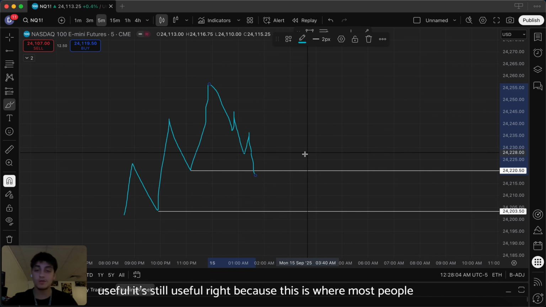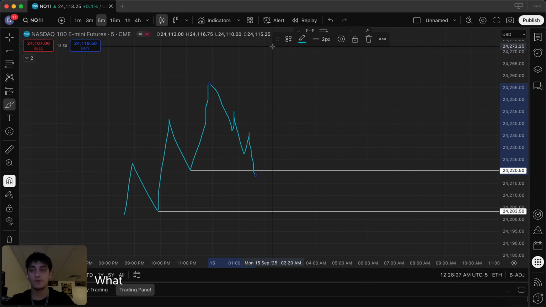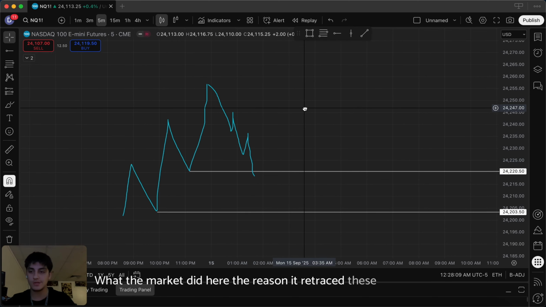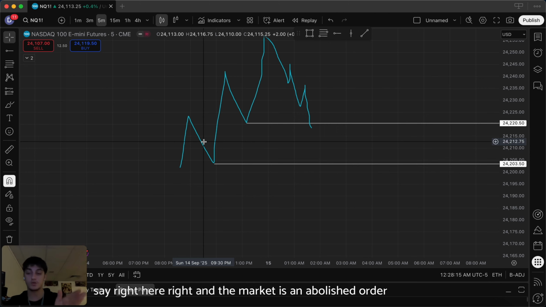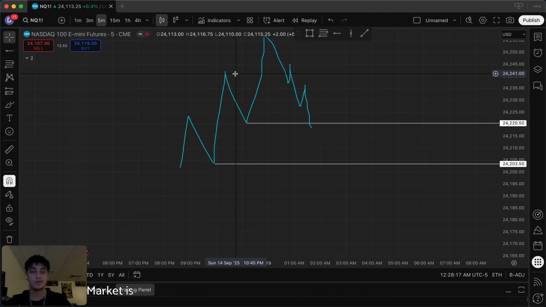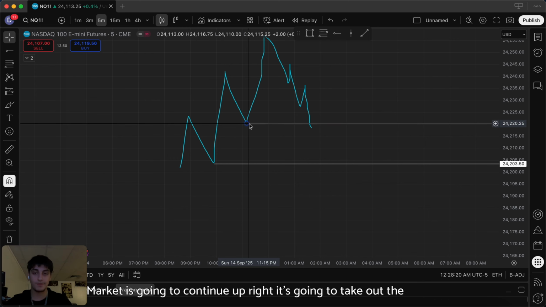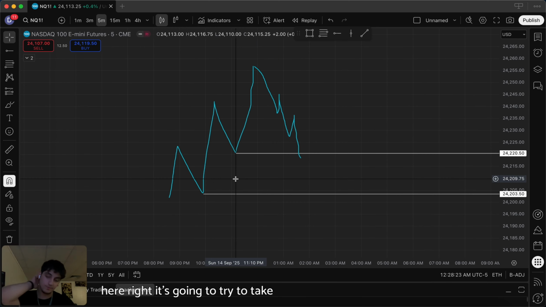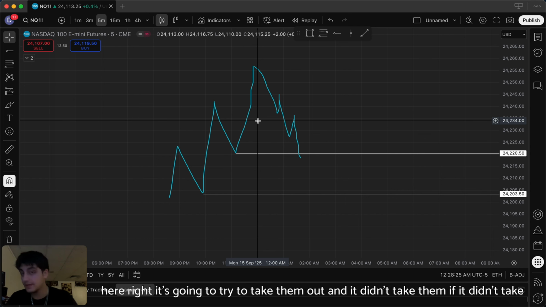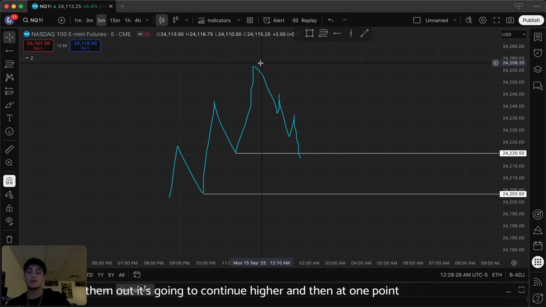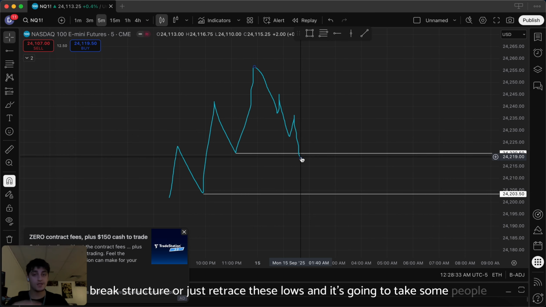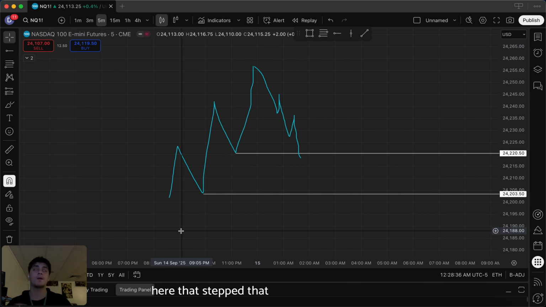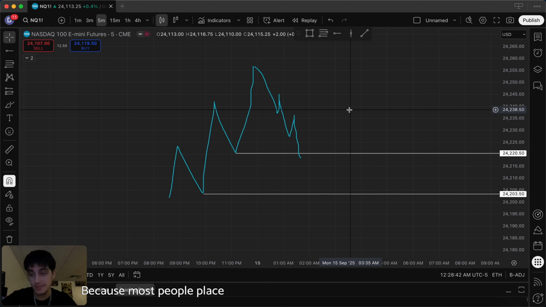Because this is where most people would enter trades. The reason it retraced to these lows is because when people enter longs in a bullish order flow, the market is going to continue up and try to take out the people that entered right here. If it didn't take them out, it's going to continue higher, and then at one point it's going to want to either break structure or just retrace to these lows and take out some people that placed their stop loss at that point, because most people place their stop loss there.